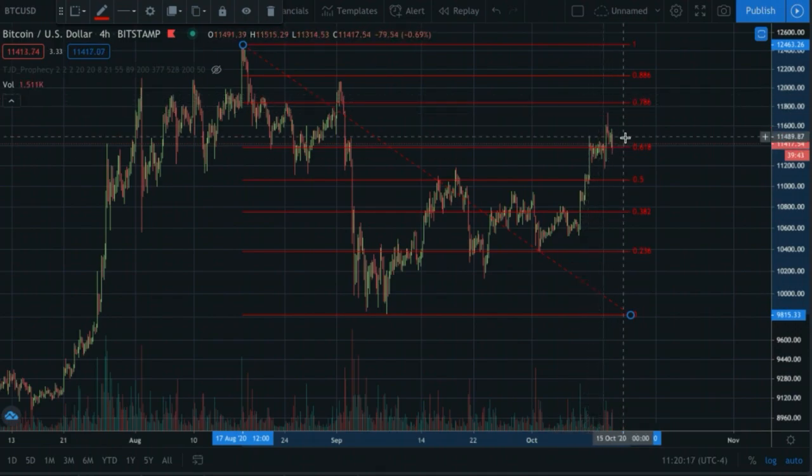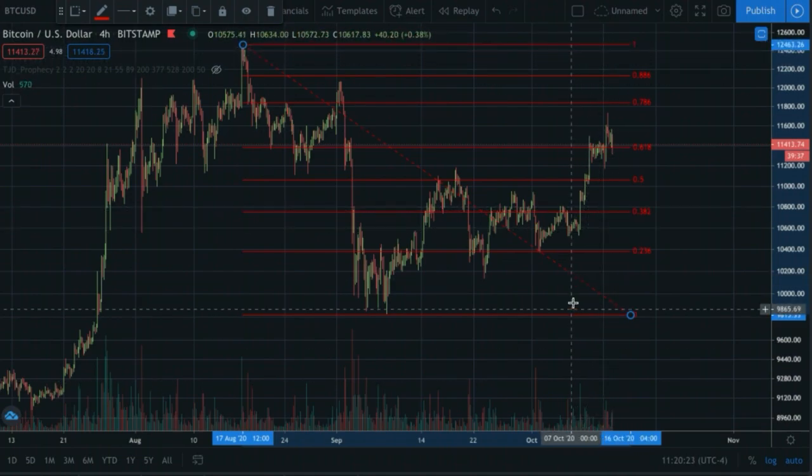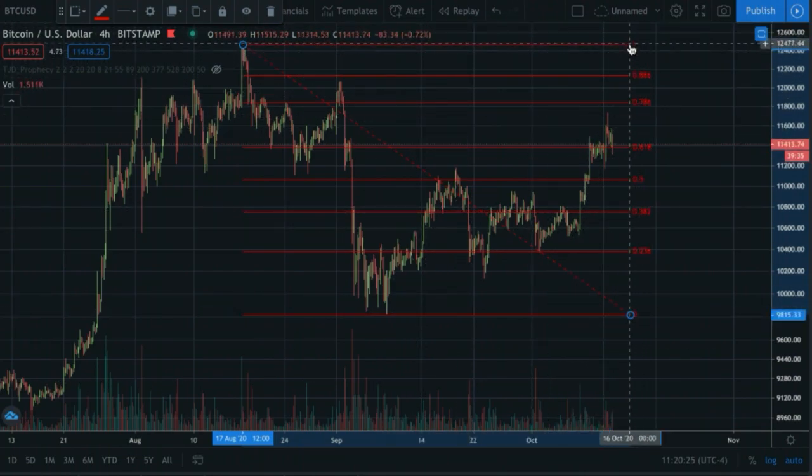Now, is it possible that we find support and continue to move up? Of course it is. It's still an internal retracement, a bullish retracement of the bearish move, until we take out that previous high at the top right here.